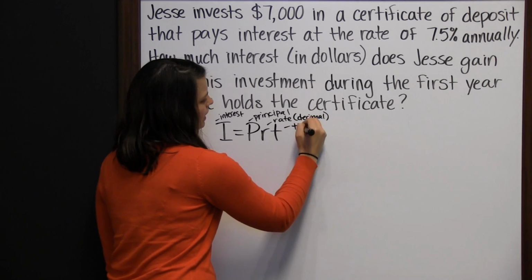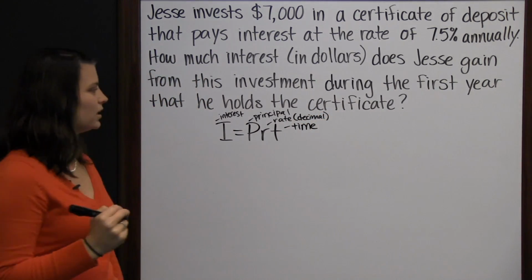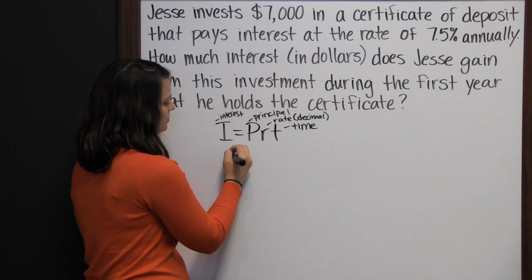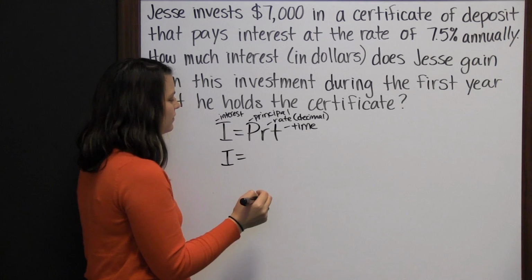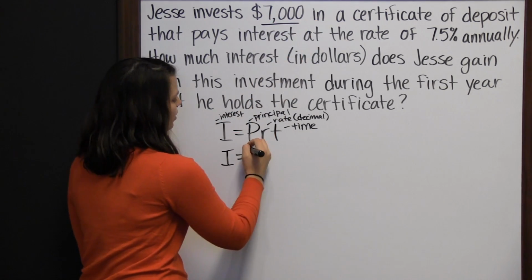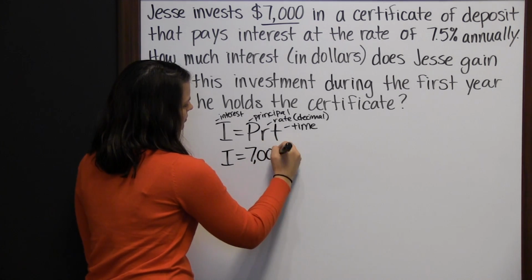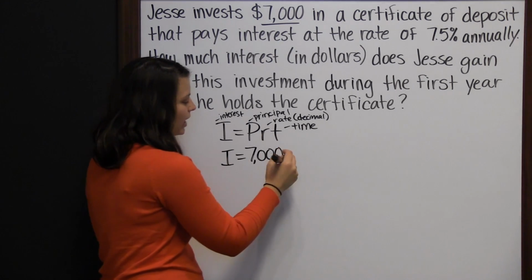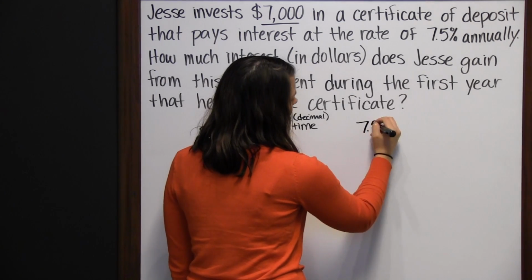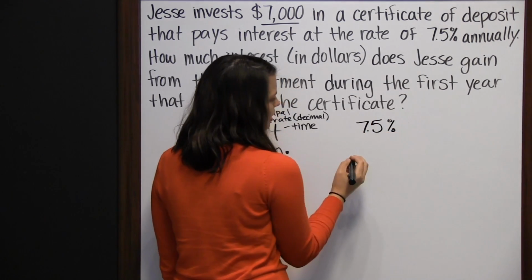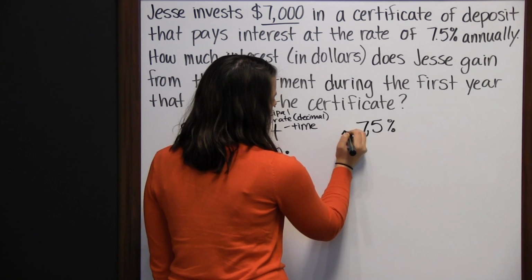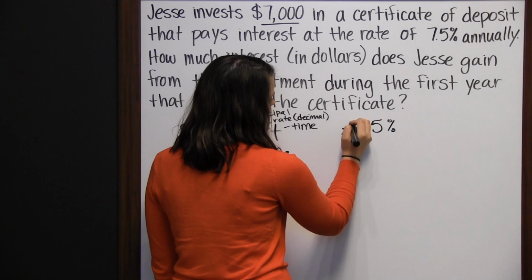And the T is the time. So we're going to take our information from our problem and plug it in. So our amount of interest is equal to the principal, $7,000, times the rate as a decimal again. So we're taking 7.5% and changing it to a decimal, which means taking the decimal and moving it 2 places to the left.